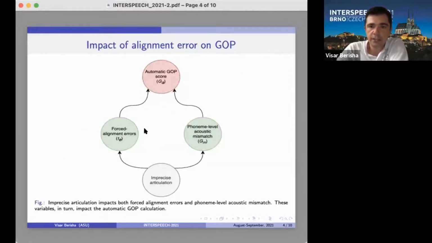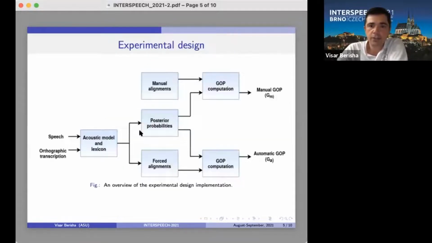We want to understand and decouple the errors associated with forced alignment and the phone level acoustic mismatch. We want to decouple their contributions to the automatic GOP. So in order to do this, we have two corpora that I'll describe, and we follow two steps. The input obviously is both the speech and the transcription, and we go through a forced alignment system to compute the GOP per the normal process. So we call that the automatic GOP.